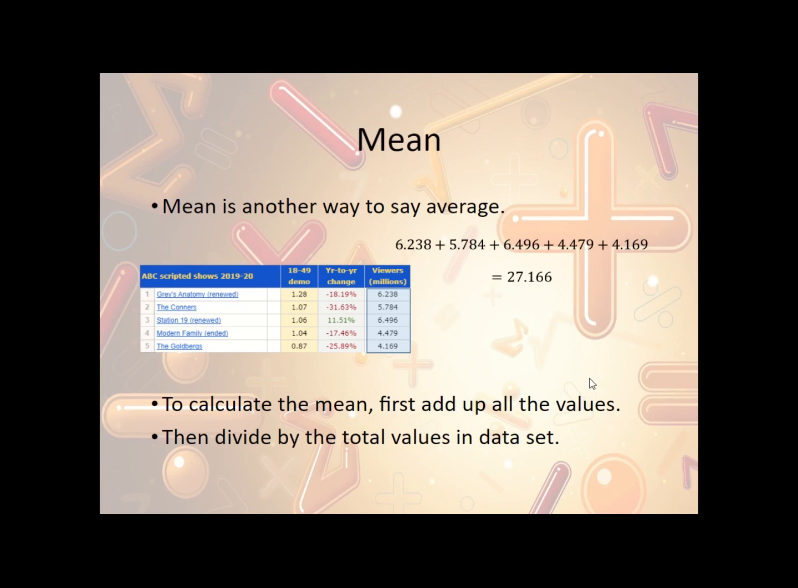And then we're going to divide that by the number of shows that were included. So we included 1, 2, 3, 4, 5. So we divide this by 5, and we get 5.433. So this is the average ratings for a show on ABC. So this is the average number of viewers for a show on ABC.